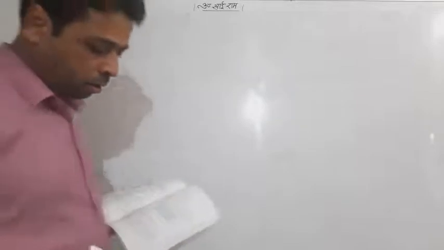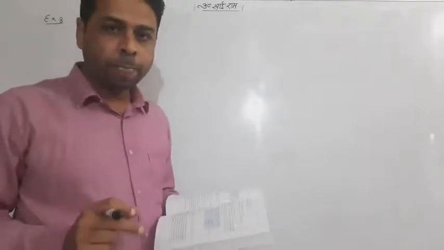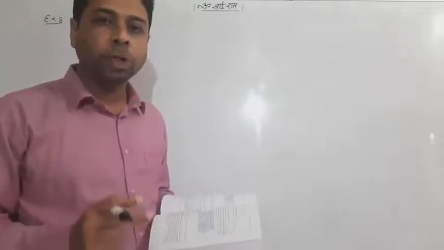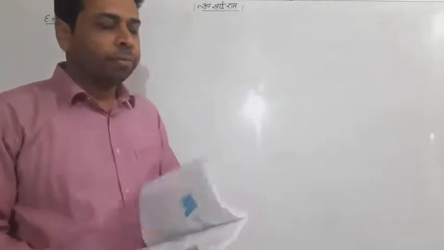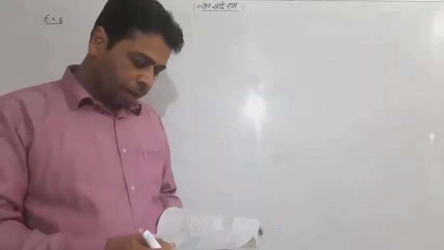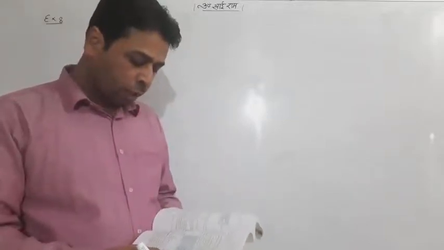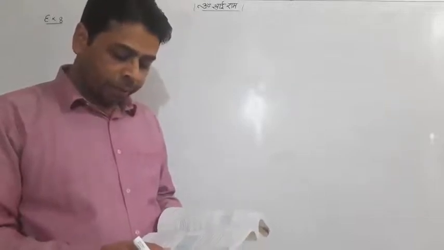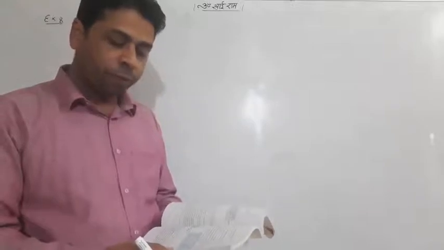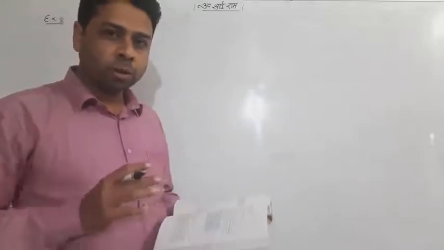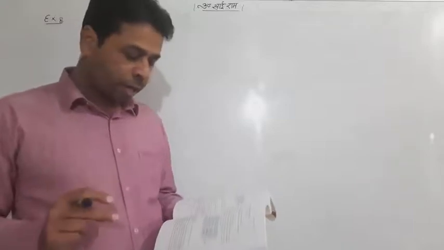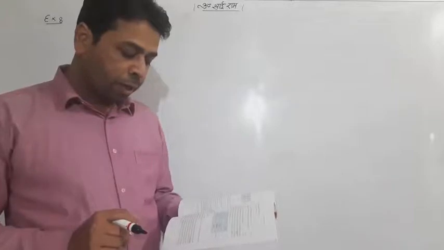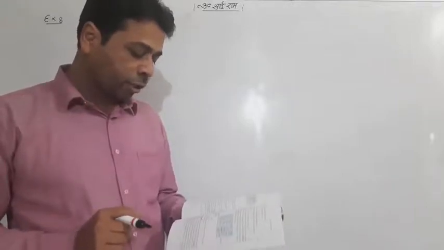I have already taught you that after reading the word problem, the important thing is how to form the inequality. So we will try for that. The question is: a manufacturing company makes two models A and B. Each piece of model A requires 9 labor hours for fabricating and 1 labor hour for finishing. So here we are talking about two things, the fabricating and the finishing hours. Each piece of model B requires 12 labor hours for fabricating and 3 labor hours for finishing.